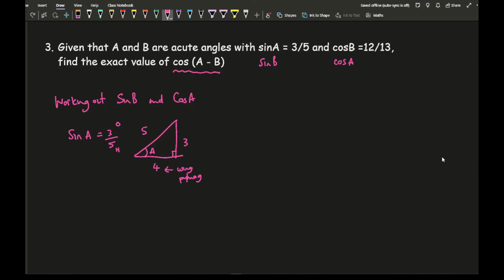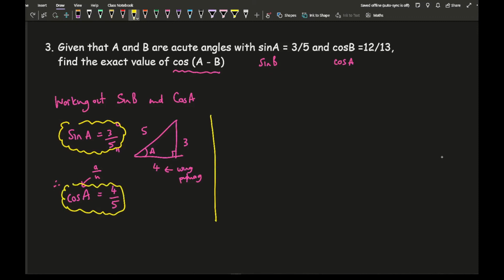Now I know all the sides of this. What I can then do is work out what cos is. So here, therefore, cos A. Now cos A, I need to know the adjacent over hypotenuse. And now that I know what the adjacent is, which is 4, cos A is going to be 4 over 5. So let me just put these little things in little bubbles.